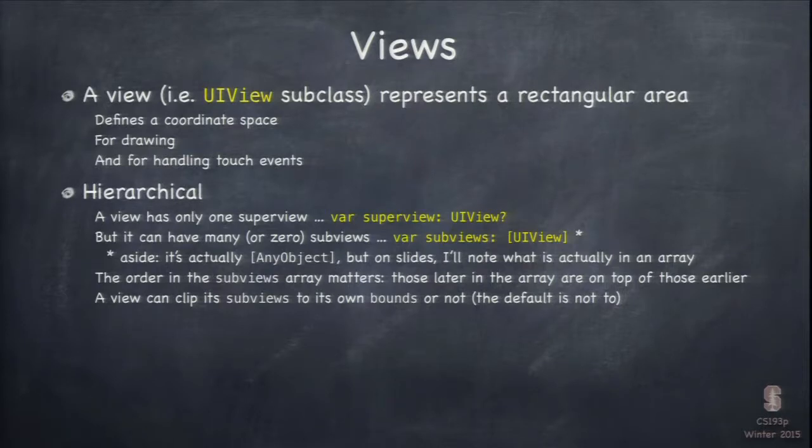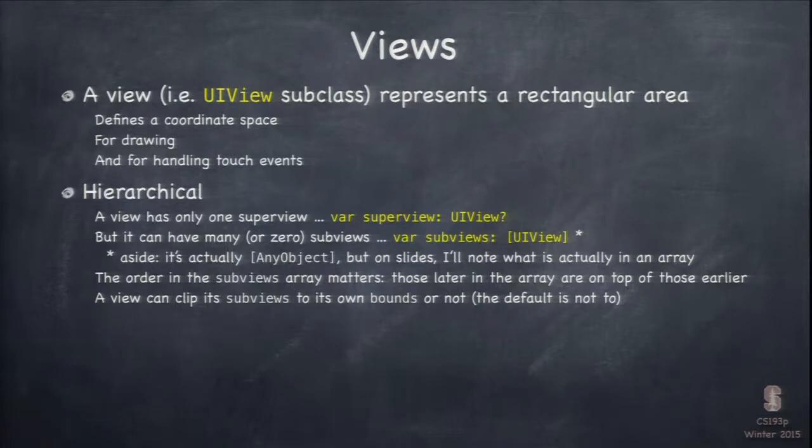You can see the two properties there for getting your super view. Notice it returns an optional. That's because you can have a view that's not currently on screen. It's not currently in a view hierarchy, of course, so that could be nil. Your subviews, I show array of UIView there. Actually, the subviews property is an array of AnyObject, again, for historical reasons, but there will always be UIViews in there. So don't even worry about that.